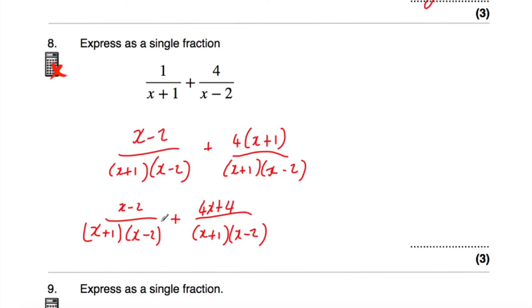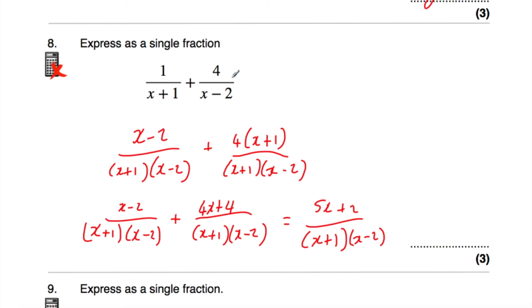Now we're adding these together, so we just need to add the numerators together. So x plus 4x, well, x plus 4x would be 5x. And then we've got minus 2 plus 4. And minus 2 plus 4 would be 2, so plus 2. And then the denominator would be x plus 1, brackets, x minus 2.